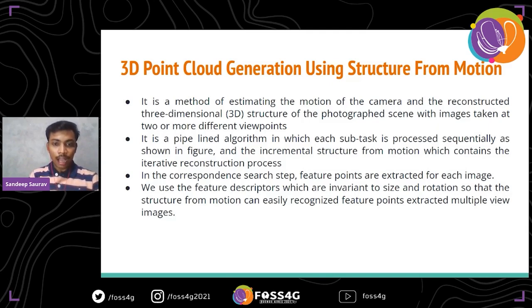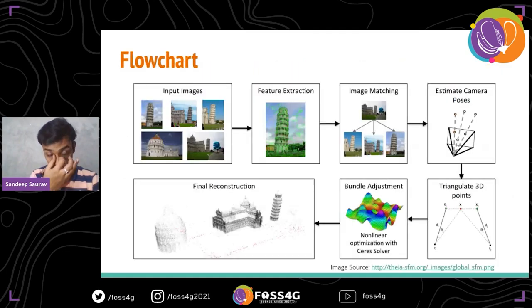So in this, we have used various types of steps that led to the final generation of this point cloud. This is the flow chart of what I have implemented. Basically, I have taken multiple input images, extracted some features, did image matching, estimated camera poses, did triangulation of points, and then bundle adjustment that leads to the final reconstruction of the image.